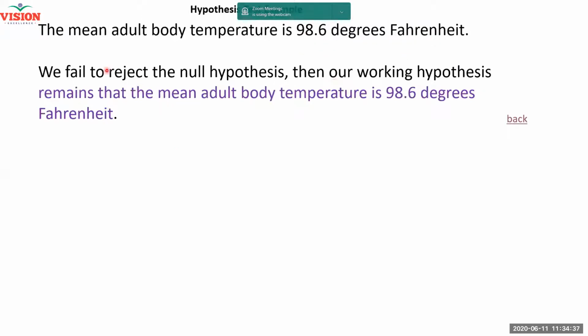Then we fail to reject the null hypothesis. Then our working hypothesis remains that the mean adult body temperature is 98.6 degrees. That means we are not rejecting the null hypothesis. The P value is more, therefore we fail to reject the null hypothesis. By the end of the session, you will always remember that P value is more means we fail to reject the null hypothesis. But what does this mean?